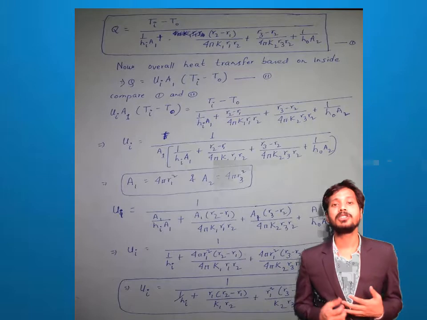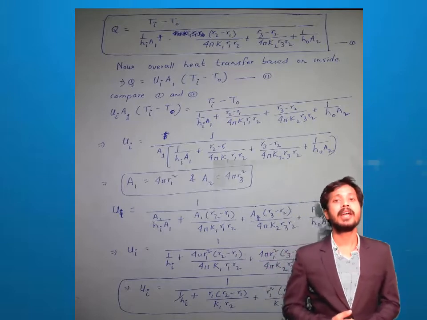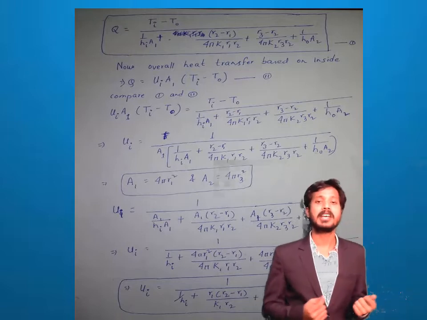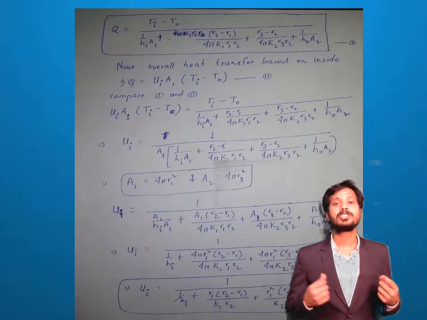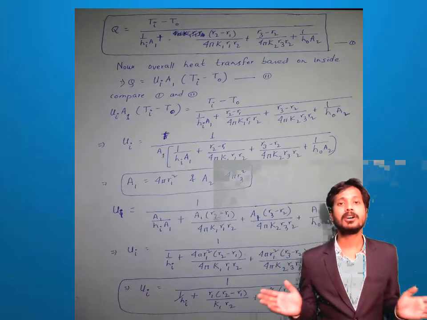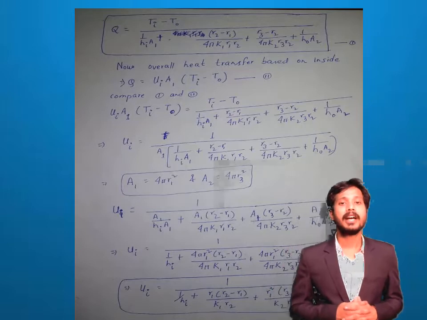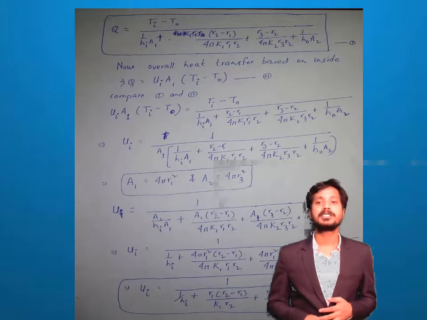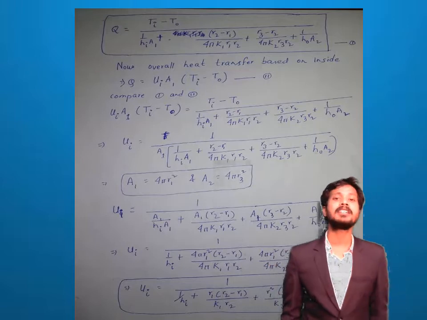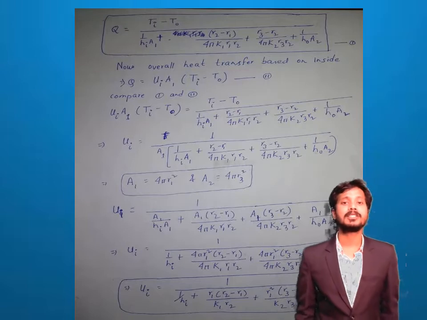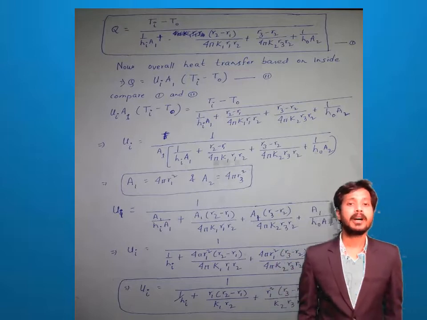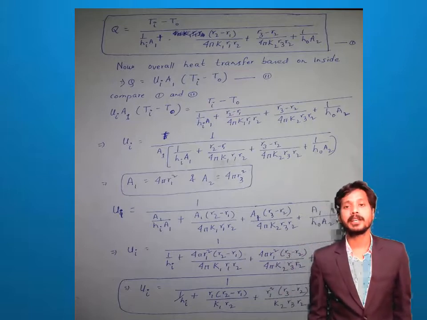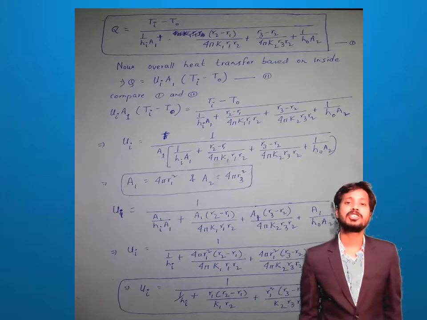The formula we already know: Q equals Ui into area. Now which area will you take? Since we are taking inside, you have to take the inside area, A1, multiplied by the overall potential, which is Ti minus T naught. If we compare these two equations, then we can write Ui into A1, Ti minus T naught equals Ti minus T naught by 1 by Hi A1 plus R2 minus R1 by 4 pi K1 R1 R2 plus R3 minus R2 by 4 pi K2 R3 R2 plus 1 by H naught A2.